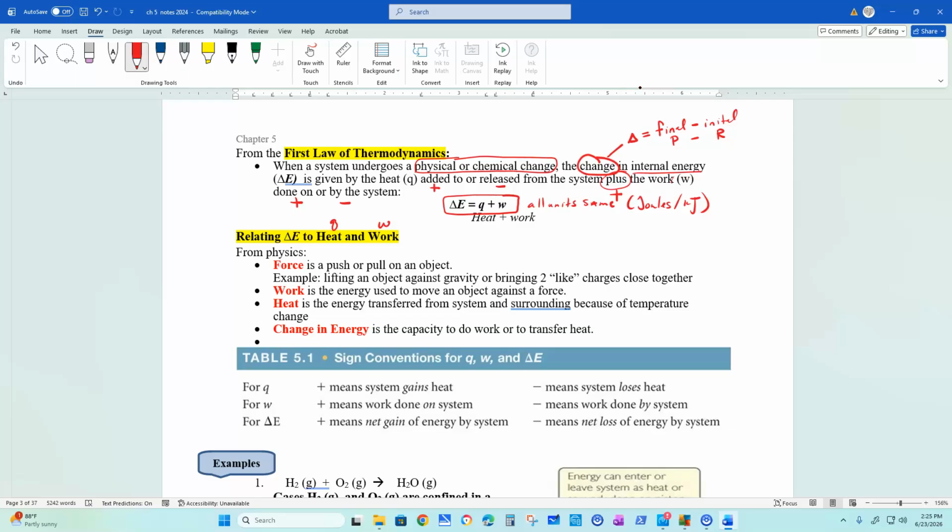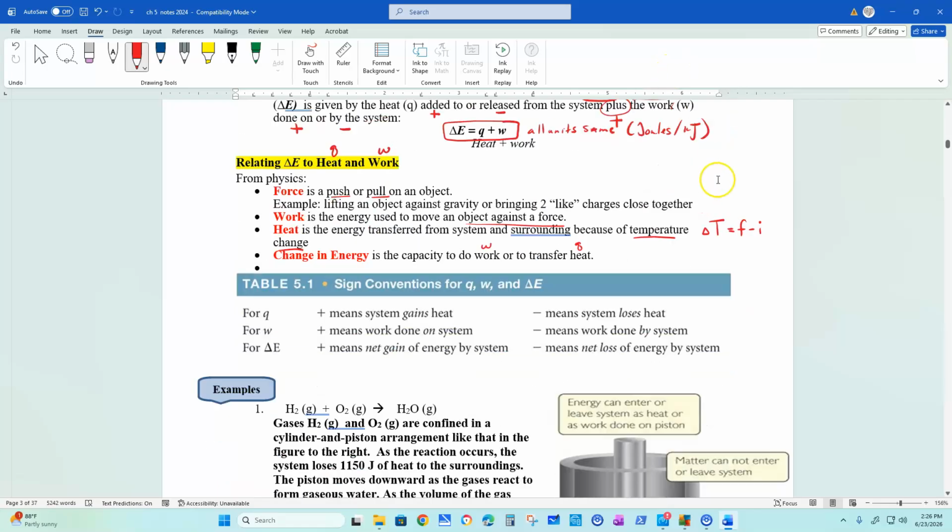So when we're relating this delta E to Q and W, first, let's make sure we understand those definitions of Q and W. Force is a force that we apply to either push or pull an object, okay? Work is the energy used to move that object against a force, like lifting that bowling ball. You are putting work into it to move it up. Heat is the energy transferred between system and surroundings. So remember, it's just going back and forth because of temperature change. You're going to see this delta T coming up also, which means final minus initial. And then the change in energy is the capacity to either do work or transfer heat.